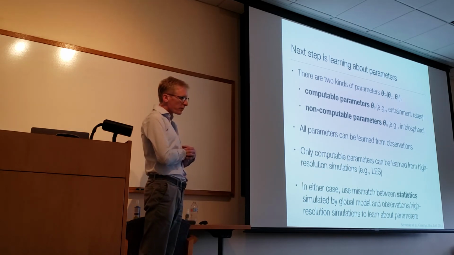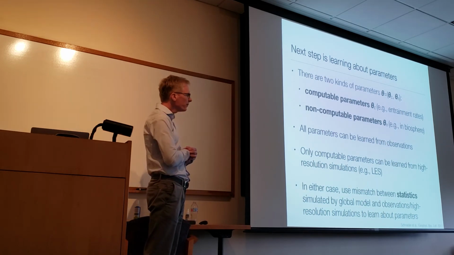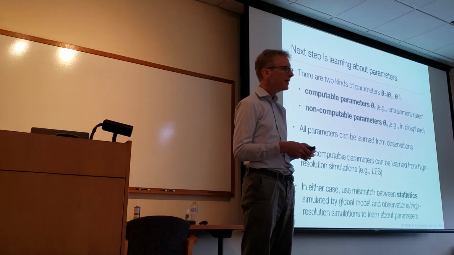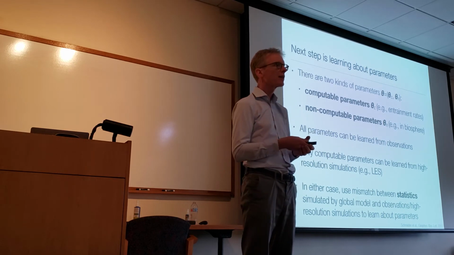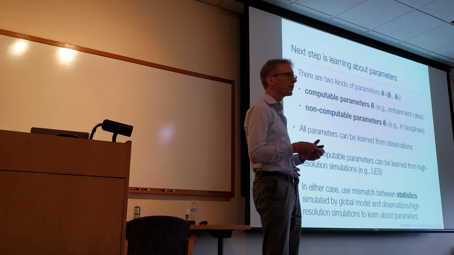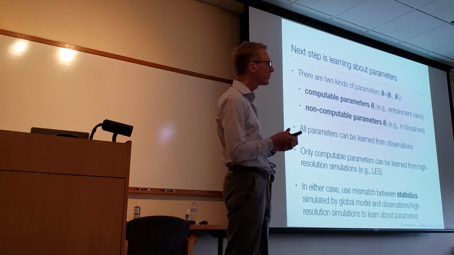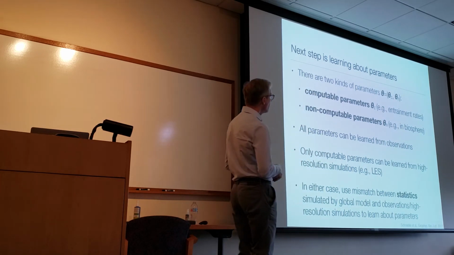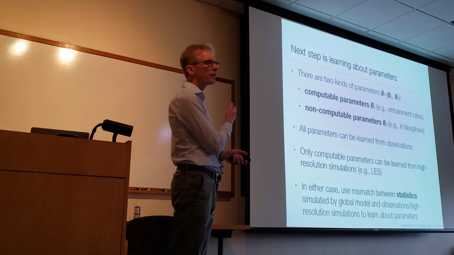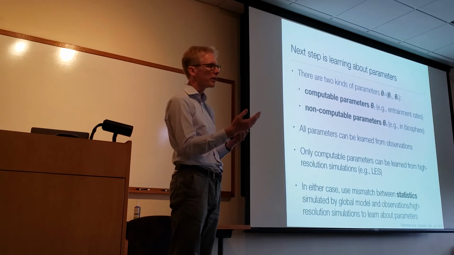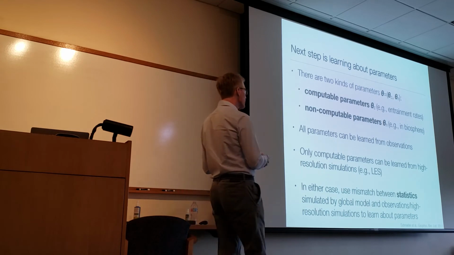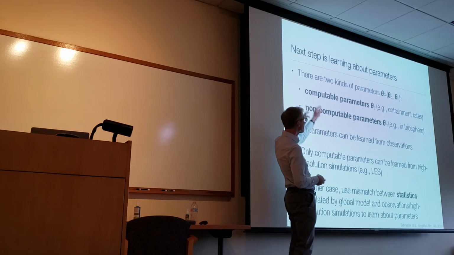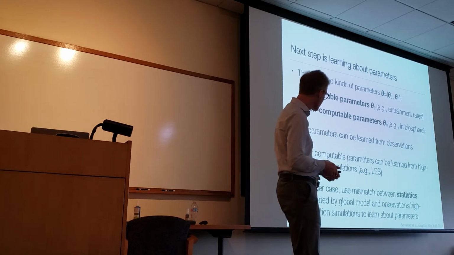And then you can distinguish two kinds of parameters: things that you can compute and things you can't compute. Things you can compute in principle, like entrainment rate, you can infer from computations in high-resolution simulations. Things like microphysical parameters, you can't easily infer from high-resolution simulations because you can't simulate the microphysics of clouds at sufficient scale. Or anything in the biosphere, you can't simply compute. All of these parameters you can learn from observations, but only the things that you can compute you can learn from high-resolution simulations. The key is to use both observations and high-resolution simulations jointly, and high-resolution simulations can only tell you something new about the computable parameters, not about the rest.